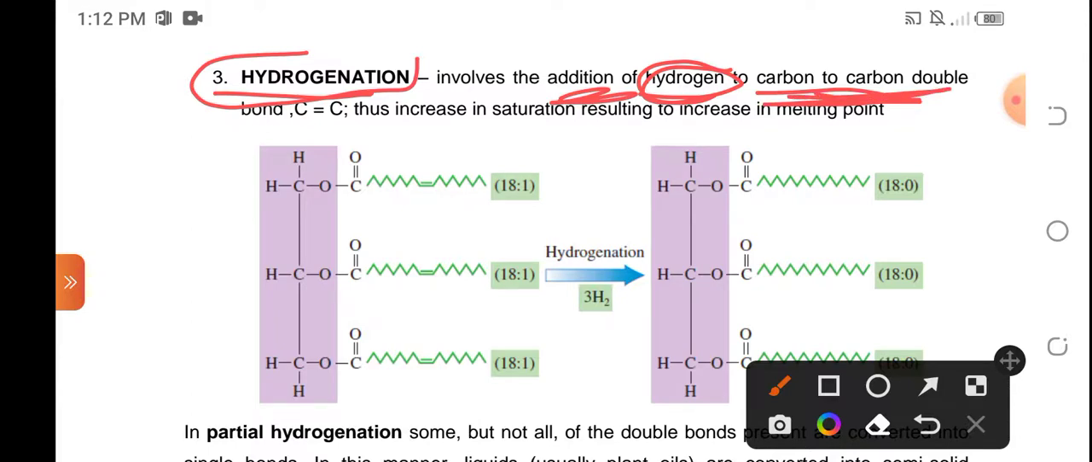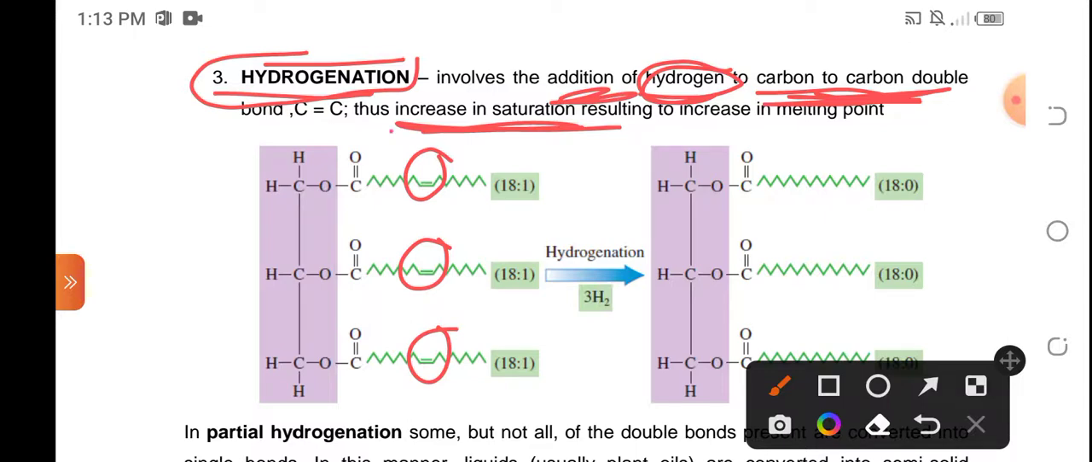If you could still remember, yung hydrolysis kanina, ang site of reaction natin is the ester linkage. But for hydrogenation, the site of reaction here are the double bonds. Okay. Thus, since the addition of hydrogen will be added to the double bond, the saturation will increase after the reaction.